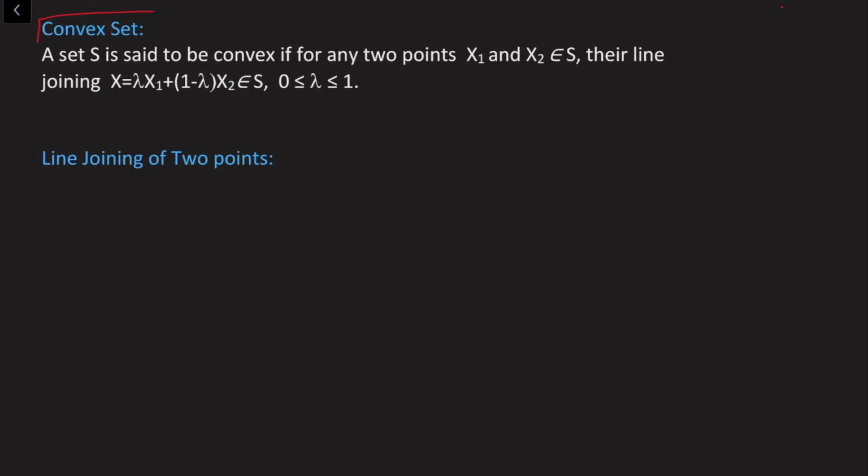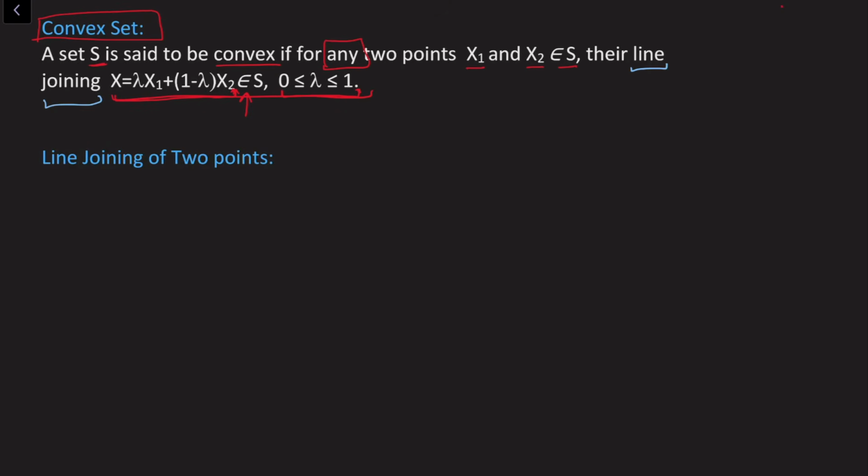Now we define convex set. A set S is said to be convex if for any 2 points x1 and x2 belonging to the set S, their line joining belongs to the set itself. And here we have put a restriction on the line joining by putting the restriction on the scalar, that is lambda. So let us first understand what I mean by line joining.